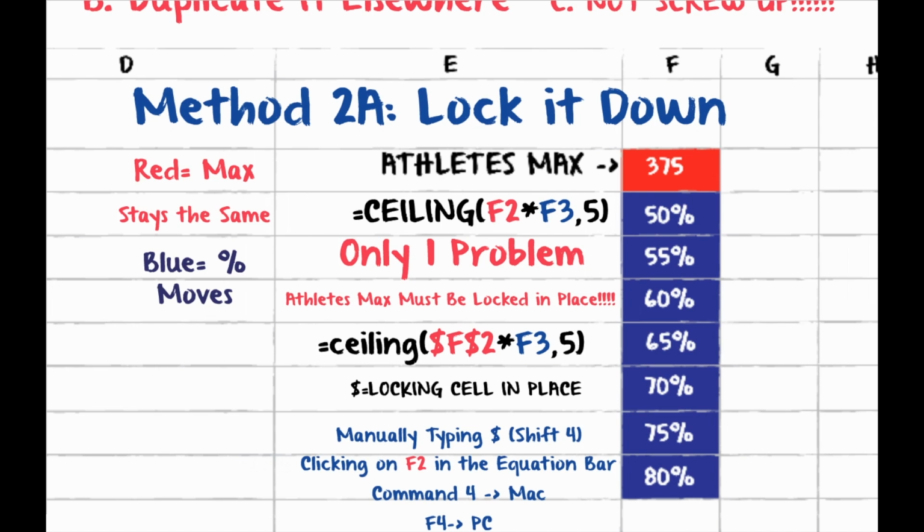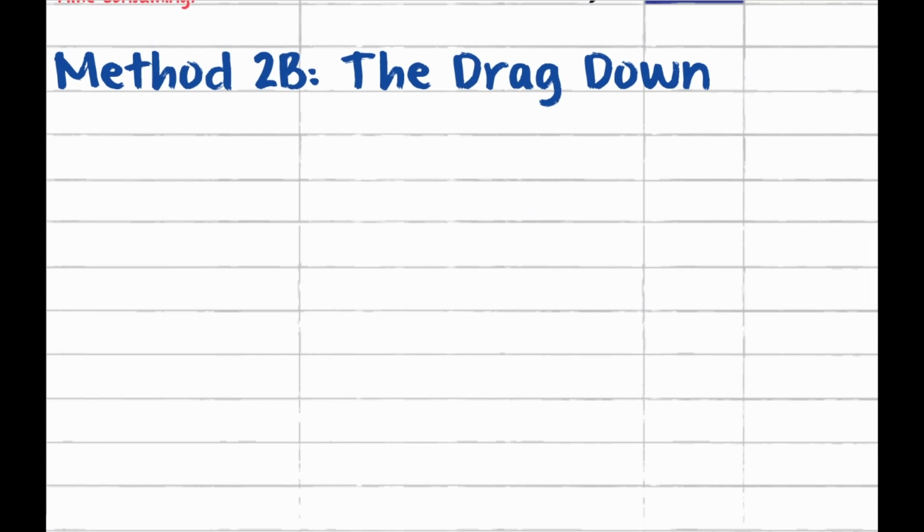For Mac users, you want to hold down Command and the number 4 to automatically enter the $ signs. For PC users, all you have to do is make sure that is highlighted and hit F4 at the very top of your keyboard. After locking the athlete's max, we can very easily duplicate this equation by dragging it down.